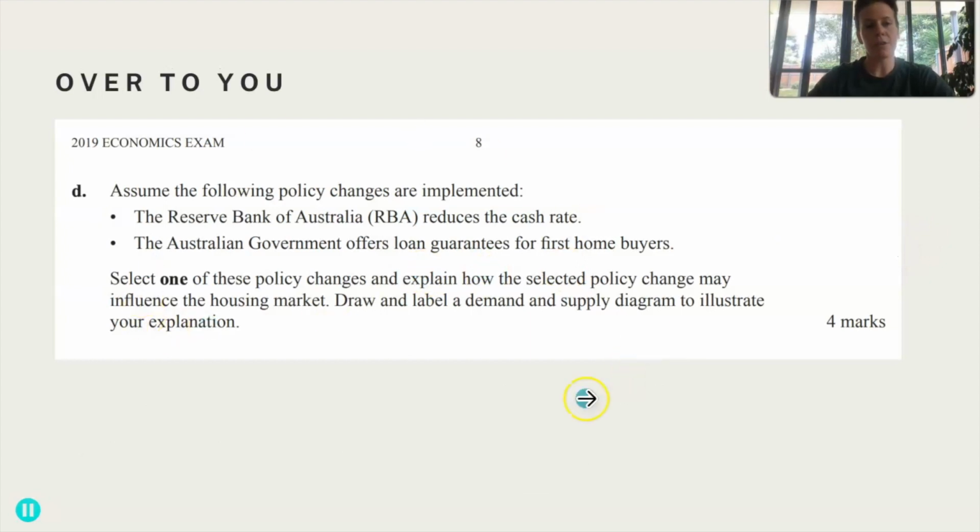I wanted to show you this one as well. This was a bit tricky for students. There were 2 particular scenarios you were given. You had to take one of them, and then you needed to illustrate it. So you weren't asked to explain it. Oh no, I lie. You do need to explain it. You have to draw it and explain it. So 2 marks for the drawing, 2 marks for the explanation.